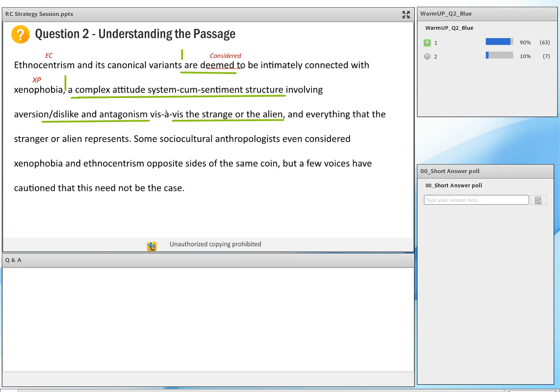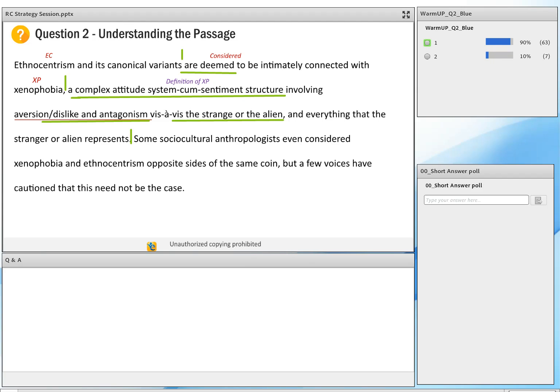So, what is this part talking about? This part is describing xenophobia. It's a definition of xenophobia, that it's some kind of system in which there is hatred towards the strange and everything that the stranger represents.